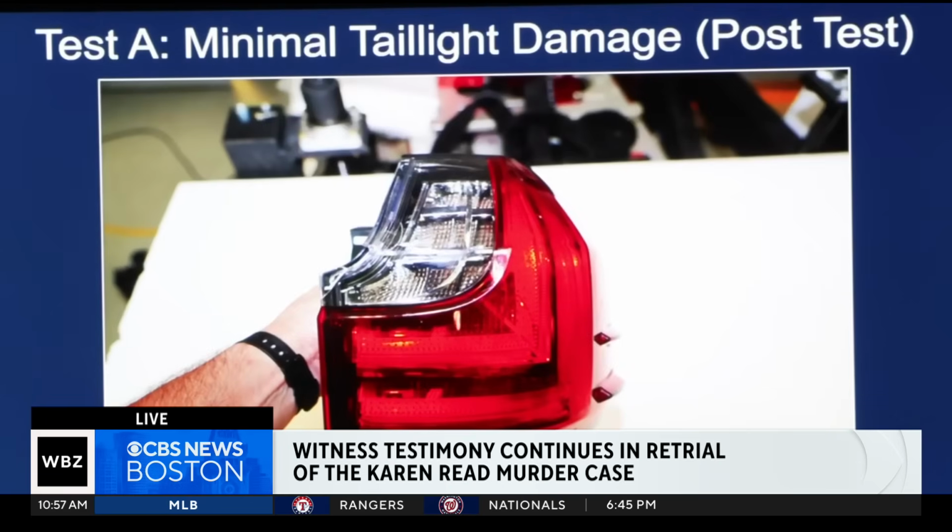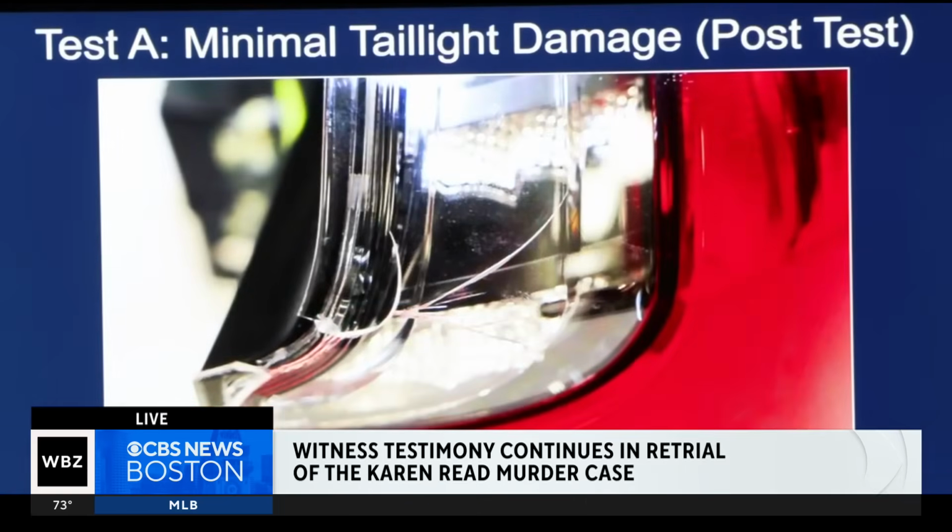If I may go to the next slide, I think it might. Sure. So this was the totality of that damage at 10 miles per hour. So I would describe it as minimal and superficial. Okay. Next slide, please.